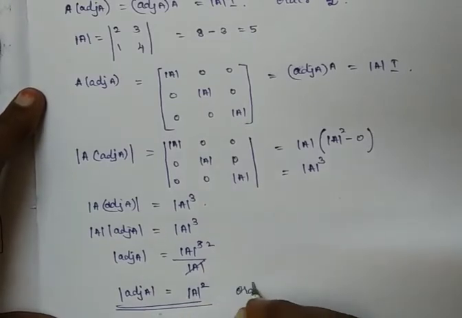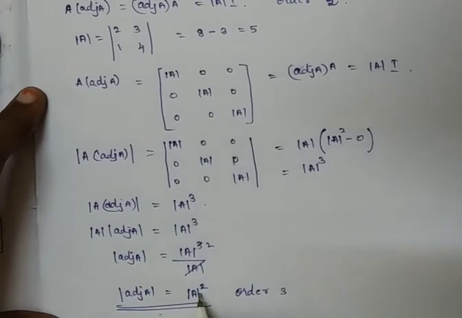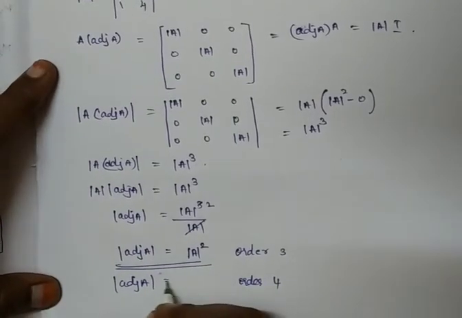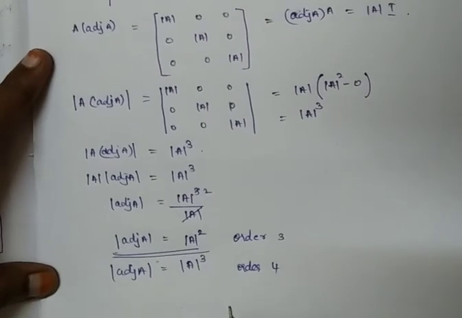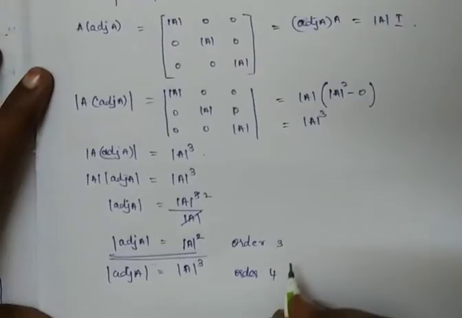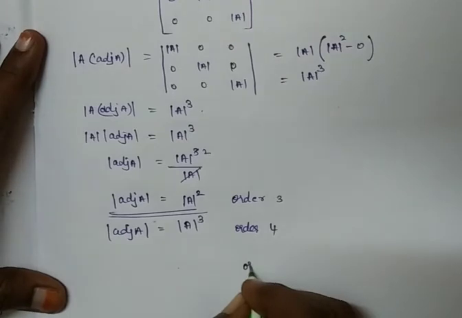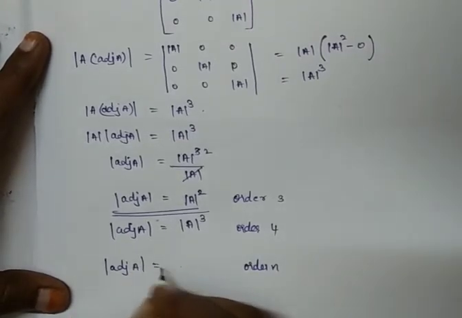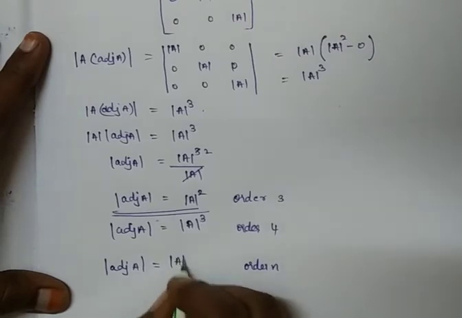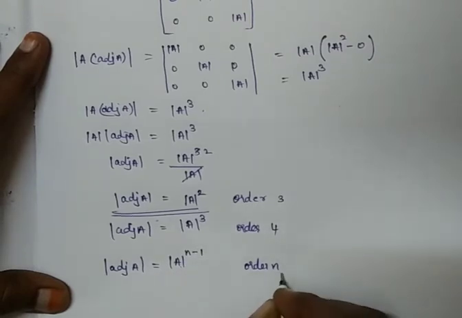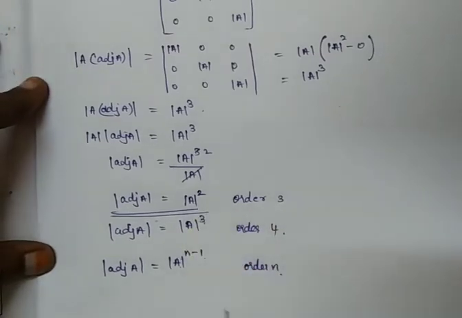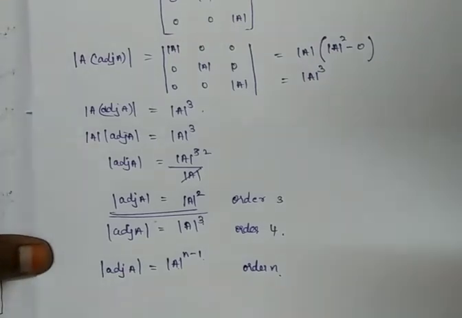For order 3, I got power 2. If it is of order 4, then determinant of adj A is equal to determinant of A cubed. If it keeps on moving in this way, then we can say that if it is of order n, then determinant of adjoint A is equal to determinant of A to the power n minus 1. Here n means n minus 1: 4 means 4 minus 1, 3; 3 means 3 minus 1, 2. In that order it will be there.